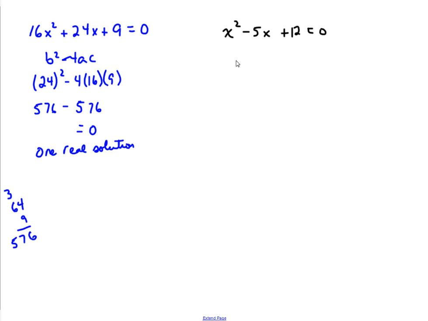What happens there? Well, if we take b squared minus 4ac, we're going to get negative 5 squared minus 4 times a, which is 1, times c, which is 12, is going to give us 25 minus 48. Well, that's negative 23. And since that's less than 0, we're going to get two complex numbers. So we would have two complex solutions.